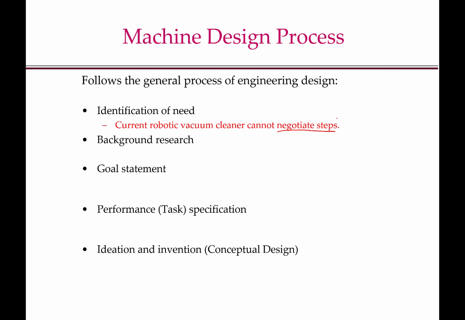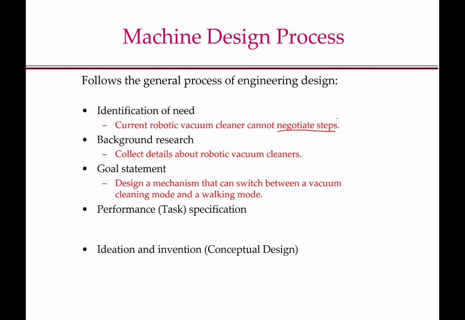The first step that you will do is collect details about all the robotic vacuum cleaners available in the market, and also see those manufacturers, what patents they have filed, so that whenever you do a design, you do not run afoul of those patents. Next, you will make a more precise technical goal statement. For example, the goal statement that I can come up with here is that I want to design a mechanism that can switch between a vacuum cleaning mode and a walking mode for the robotic vacuum cleaner.